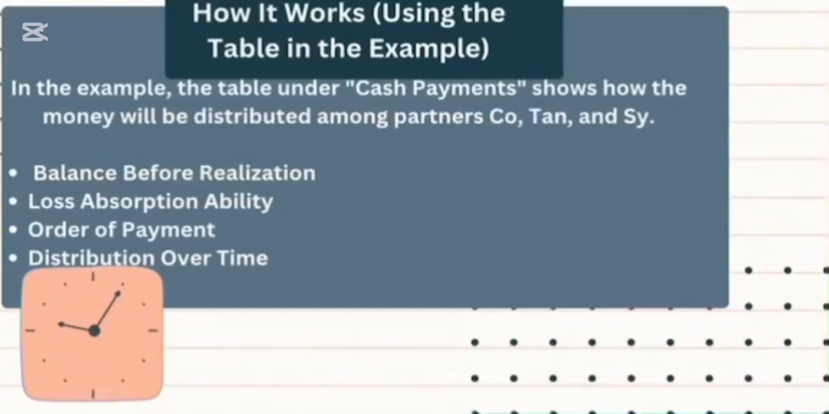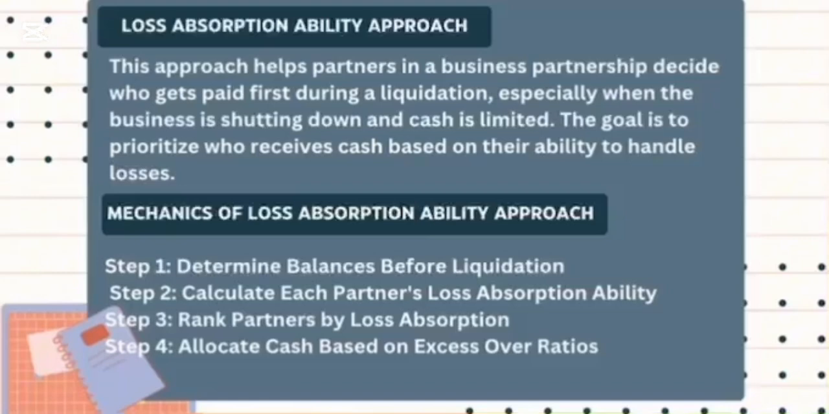The loss absorption ability approach. This approach helps partners in a business partnership decide who gets paid first during liquidation, especially when the business is shutting down and cash is limited. The goal is to prioritize who receives cash based on their ability to handle losses.